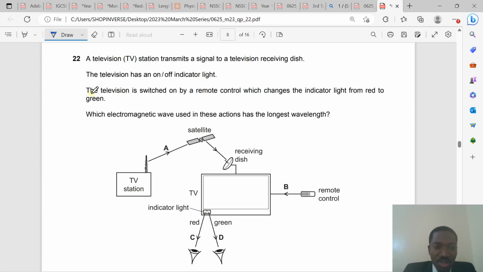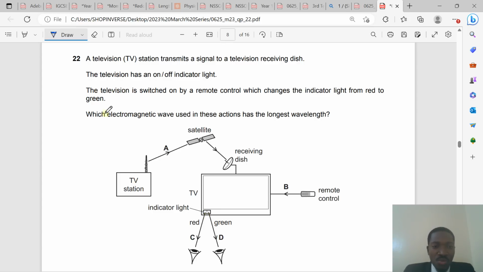This is the television station and this is the receiving dish of the television. The television station sends microwave to the satellite, and then the satellite transmits the signal to this dish. The radio wave received by the dish will be sent through the antenna and connecting wires to the television. Then the remote control uses infrared rays to change the color of the light here, and the light here is visible light.